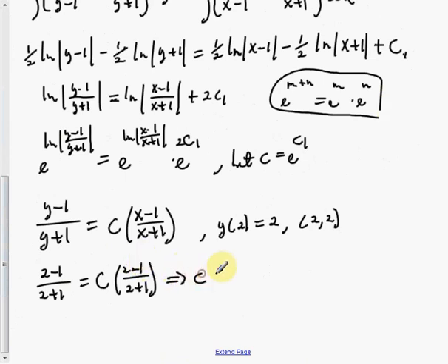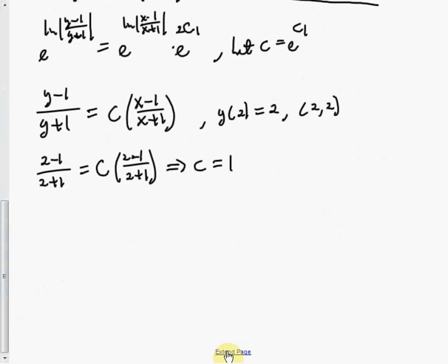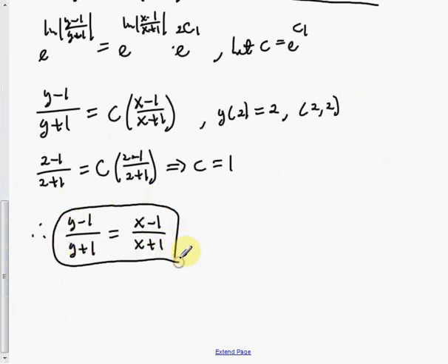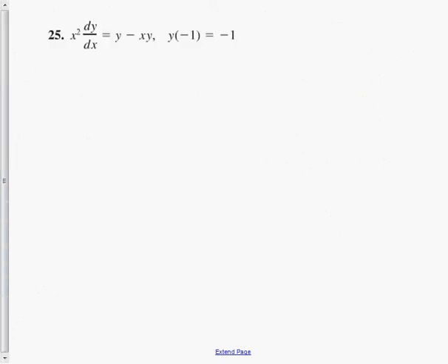So this implies that c is equal to 1. Right? So the answer is y minus 1 over y plus 1 is equal to x minus 1 all over x plus 1. So that is tantamount to saying what? y is equal to x. Strictly symmetric in all of its setup here. But again, you could give the first part for your answer or the second one, it doesn't matter. Okay, you do number 25.